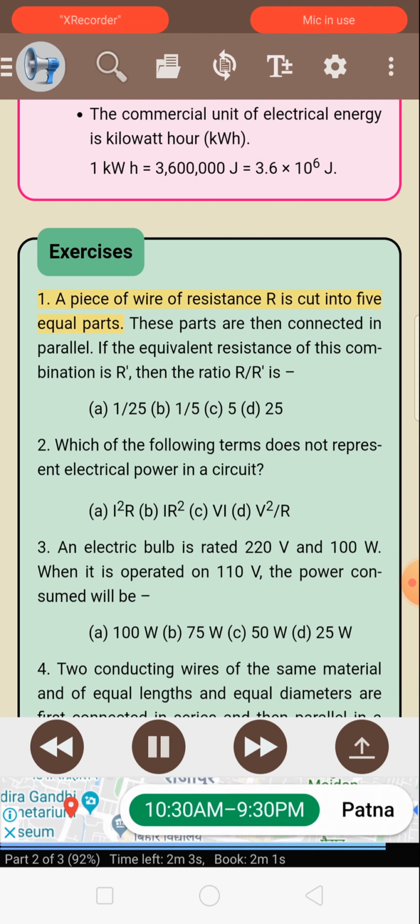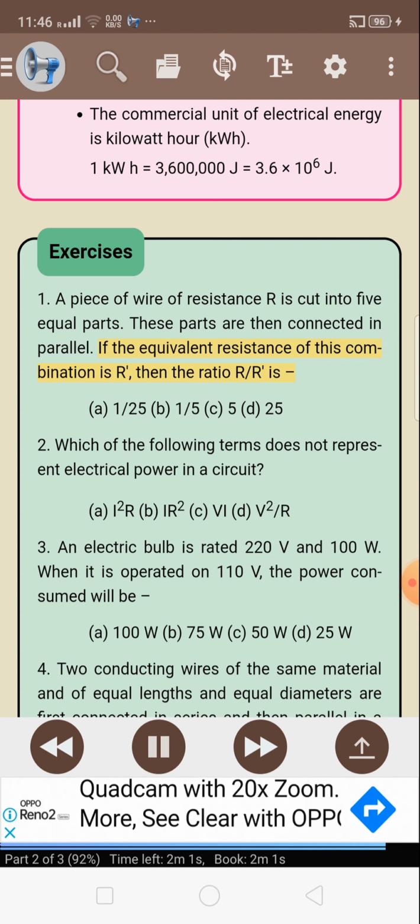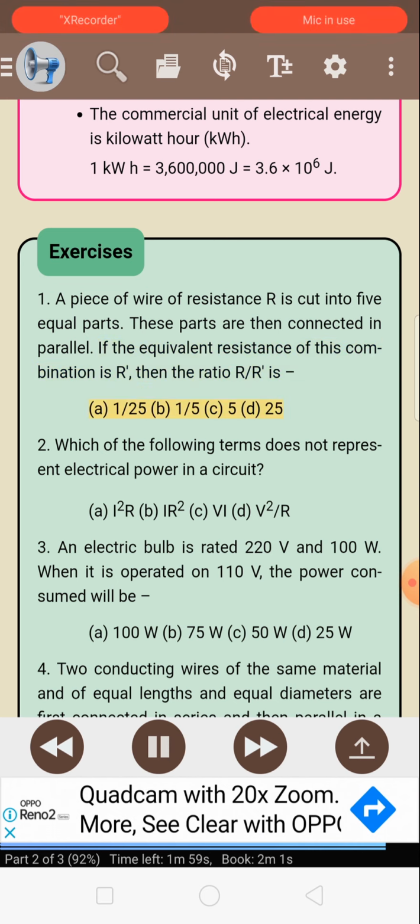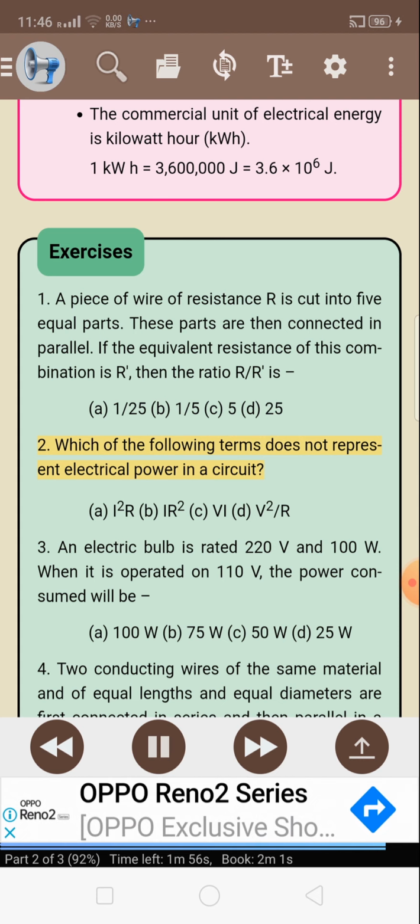Exercises. 1. A piece of wire of resistance R is cut into 5 equal parts. These parts are then connected in parallel. If the equivalent resistance of this combination is R', then the ratio R/R' is: A, 1/25; B, 1/5; C, 5; D, 25. 2. Which of the following terms does not represent electrical power in a circuit?